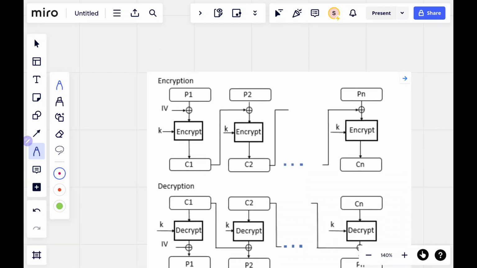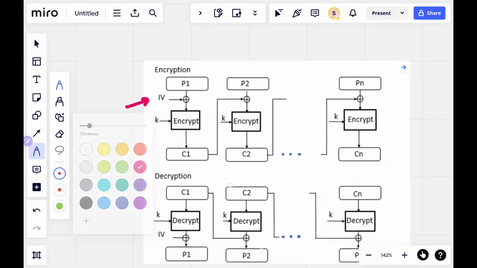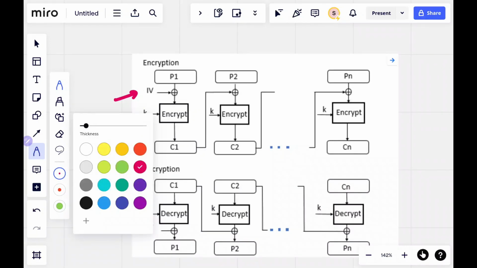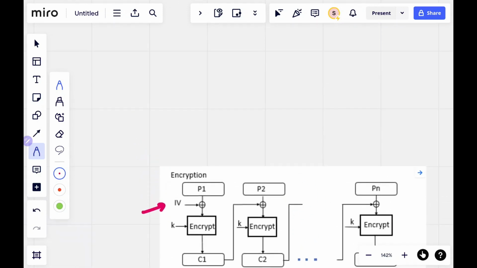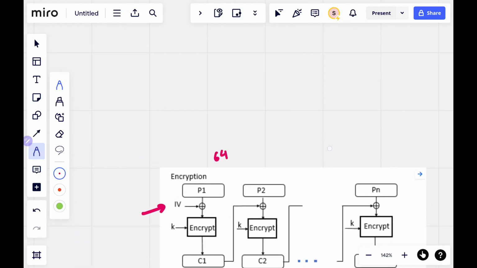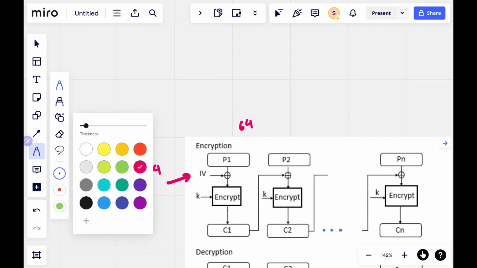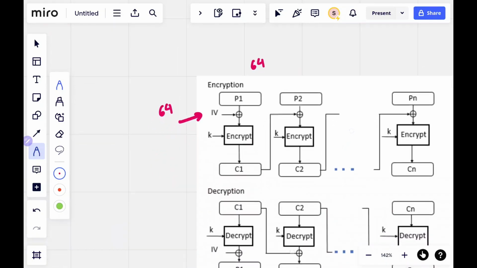What happens over here is there is the introduction of a concept called as an IV or initialization vector. This initialization vector is quite similar to a random seed or a random matrix which acts as the first input to the block cipher. So if the plain text is of 64 bits, this IV should also be of the same size. Otherwise, we cannot XOR it, right? So these 64 bits of plain text are XORed with the 64 bits of IV, and we get the first output which goes inside this encryption block.